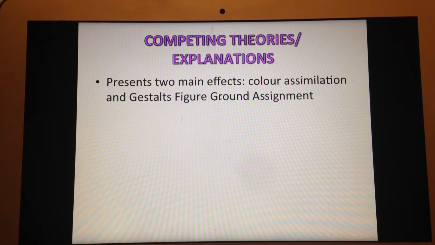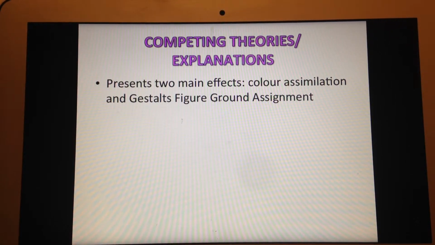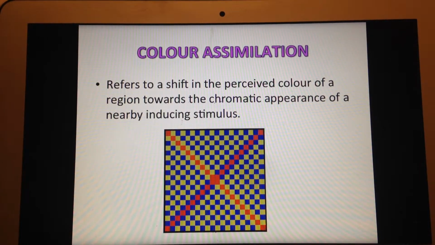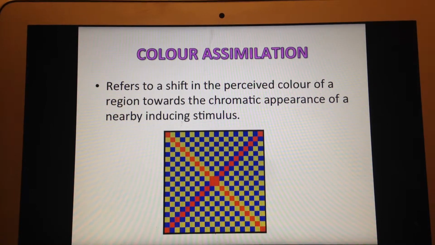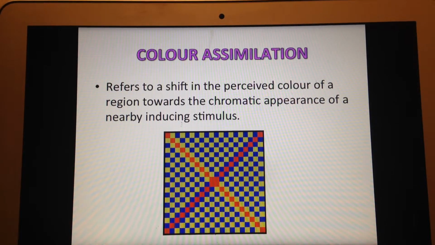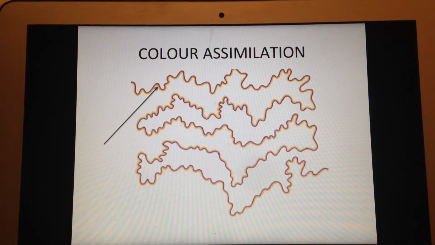The watercolour illusion presents two main effects: colour assimilation and Gestalt's figure ground assignment. Colour assimilation refers to a shift in the perceived colour of a region towards the chromatic appearance of a nearby inducing stimulus. Because the induced colour is generally the same chromaticity as the flanking line, the watercolour illusion has been characterized by the assimilation effect.